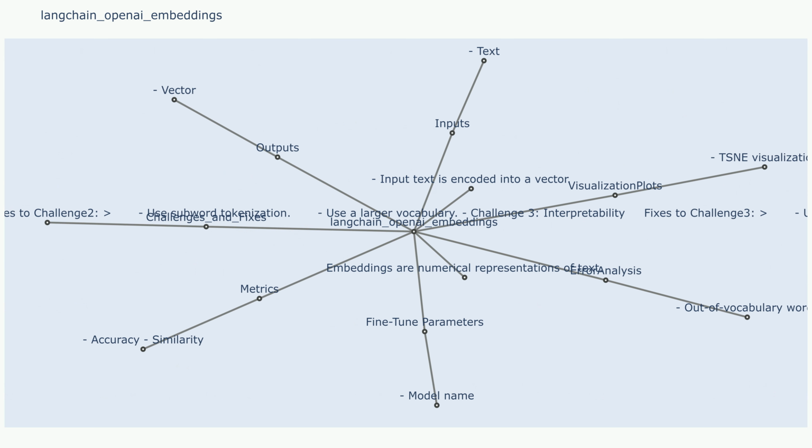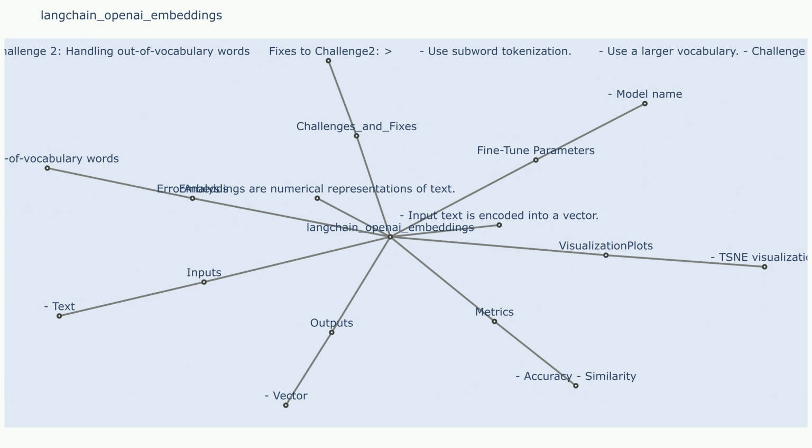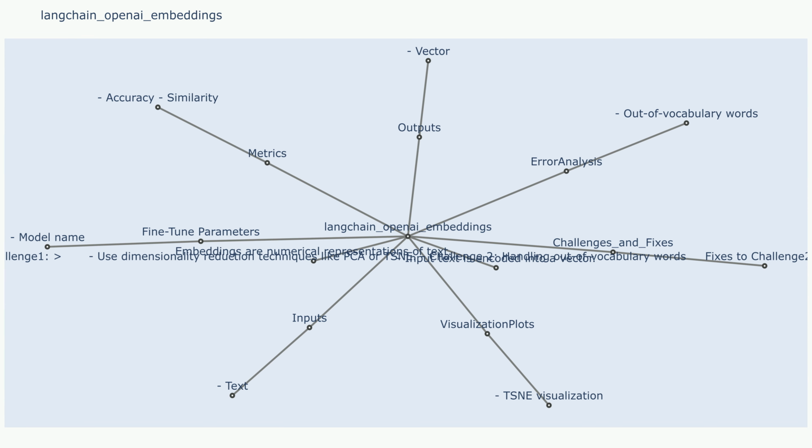Euclidean distance measures the distance between two embedding vectors, with smaller values indicating higher similarity. Visualization plots. t-SNE reduces the dimensionality of the embedding vectors to 2 or 3 dimensions, allowing visualization of text relationships in a scatter plot. Principal component analysis (PCA) reduces the dimensionality of embedding vectors, highlighting the most significant variations in the data. Fine-tune parameters. Model.